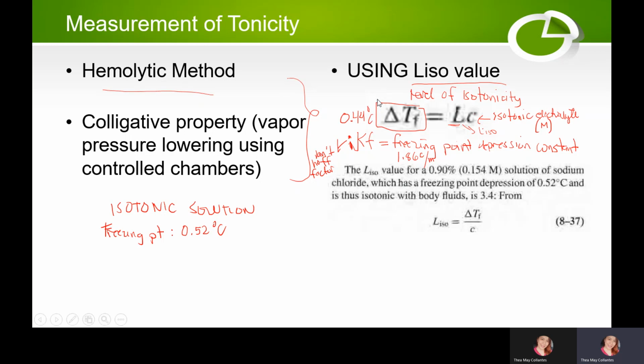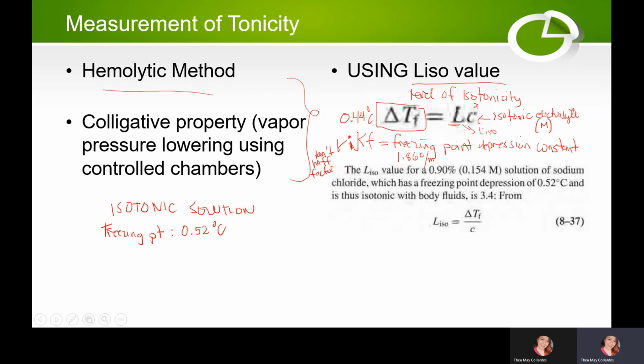So what does that indicate? It is indicating that your solution is still not isotonic. You are still hypotonic because you are lower than 0.52. So you're still hypotonic. You still need another 0.08 degrees Celsius to reach your 0.52. So what will you do? Of course, I add a little bit to my 1 gram per 100 mL so that I reach the 0.52 degrees Celsius change in TF. Right? That is why our standard, guys, is always your 0.52 degrees Celsius.